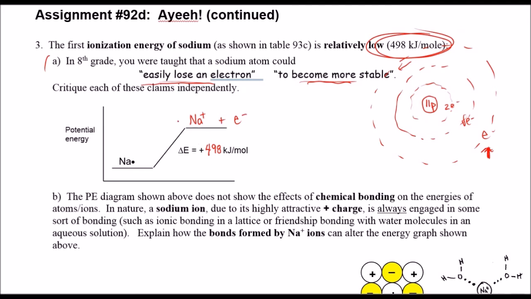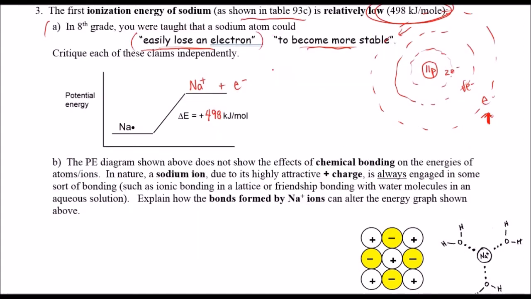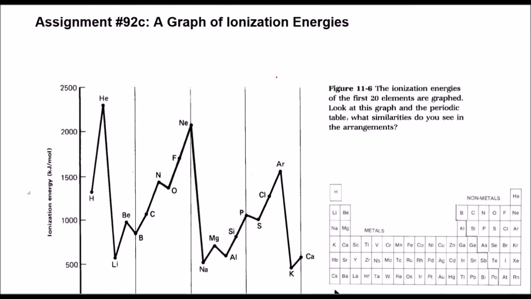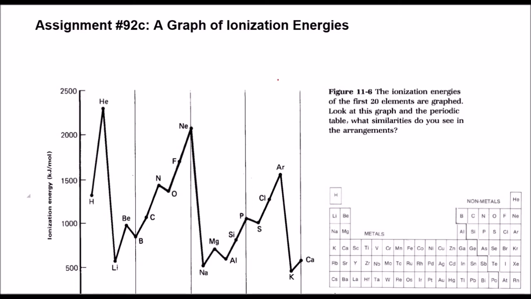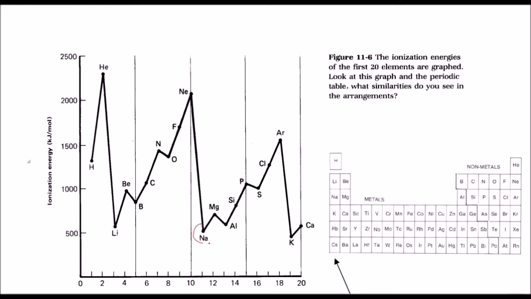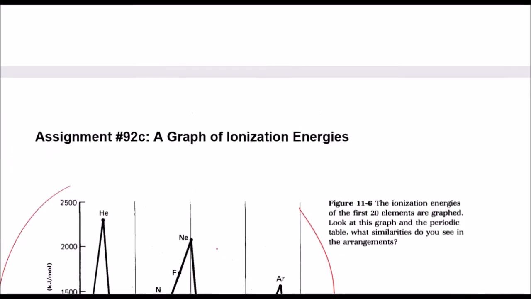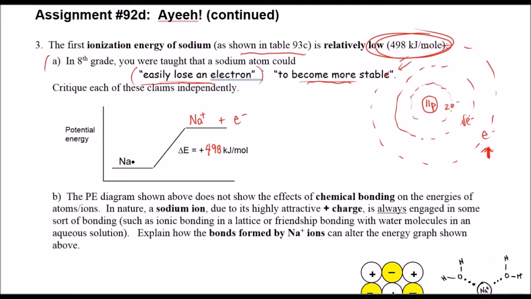So let's evaluate these. Can sodium easily lose an electron? To answer that, I'll look at the chart of ionization energies, table 93C. It's actually 92C. But looking at this graph here, you can see that sodium is here. And it's one of the very lowest ionization energies that exist on the periodic table. So, of all these elements, sodium has the least strong hold on its electrons. Therefore, it can easily lose an electron. Okay, so of all the elements, yes, sodium atom is one of the easiest to lose an electron.